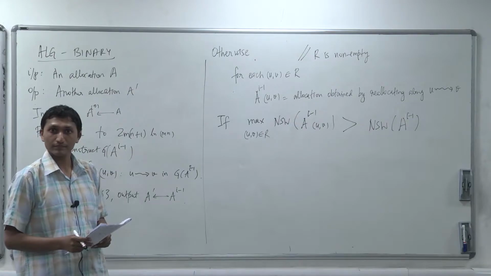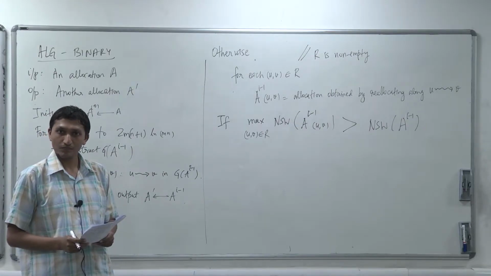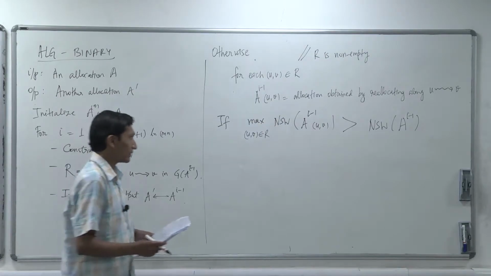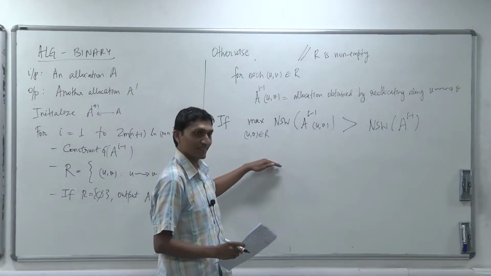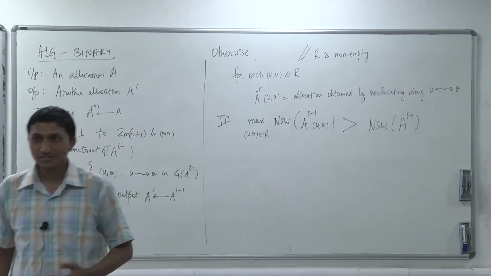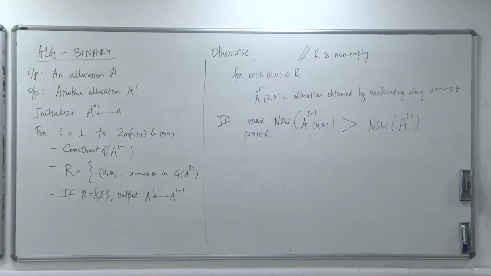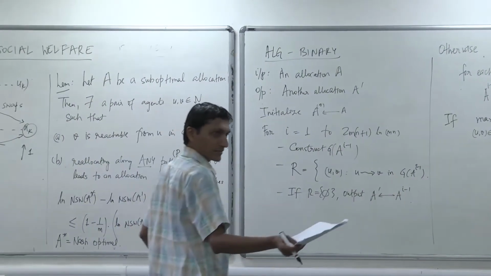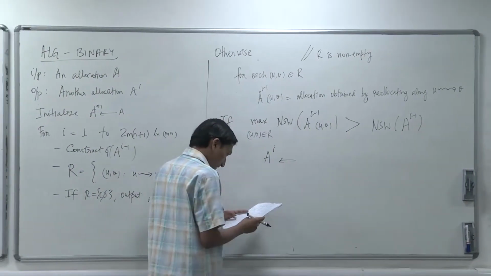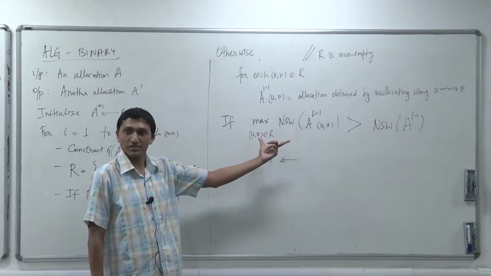Update what? What should I write? Give me the specific thing. I think you mean A_i for the next iteration. A prime is the final thing, but A_i is the allocation that maximizes. Exactly. So A_i is the argmax of this thing, basically.